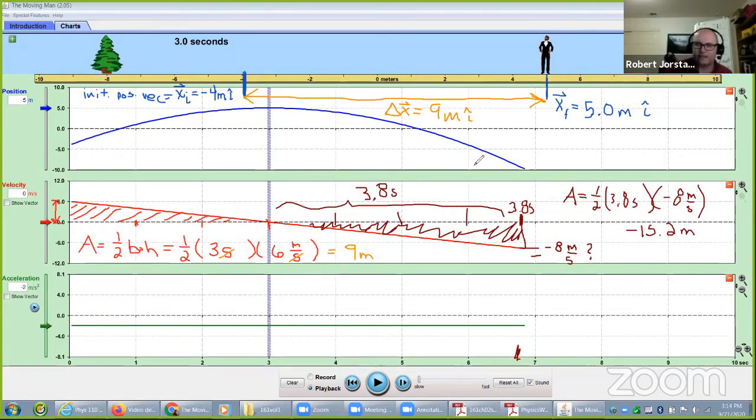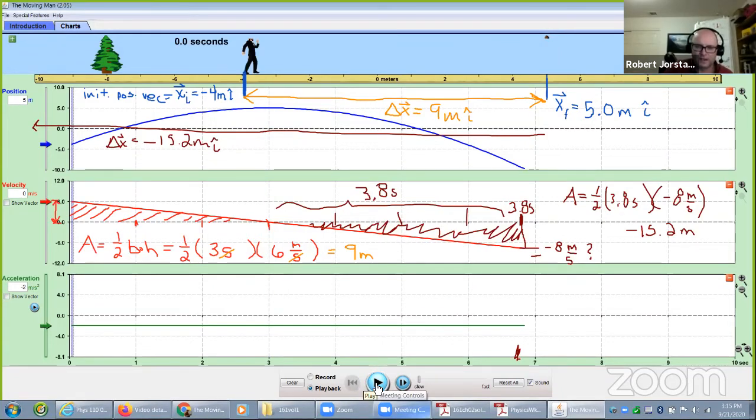Now, what does that mean? It means we expect this thing to go -15.2, which is about right there, right? -15.2 is the change in X in the I hat. And that looks about right because I think we stopped this. So let's just keep running this and see if this works out. So we're going to start over here. Again, we start out at the blue spot. During the first 3 seconds, 9 meters displacement to the right.